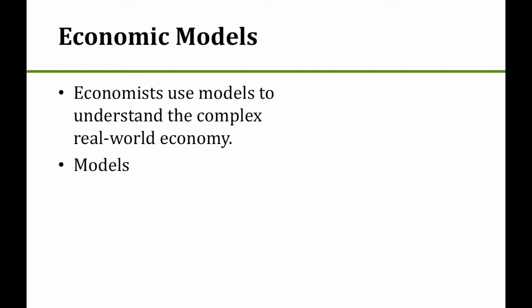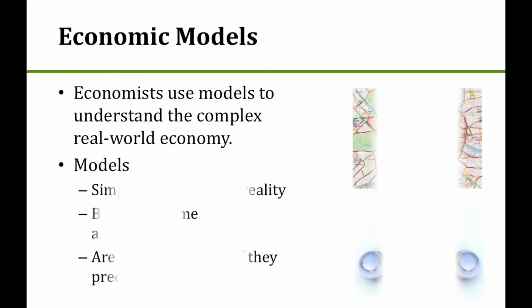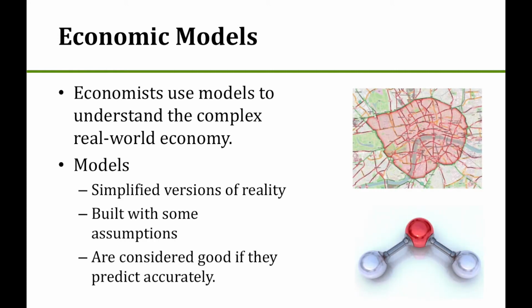So that's why we need models. And models are actually the simplified versions of the reality. So we take the complex real world economy, or the complex reality, and then we use some assumptions in the models to simplify it. And the models are considered good if they predict the actual complex real world accurately. So accuracy is really important.